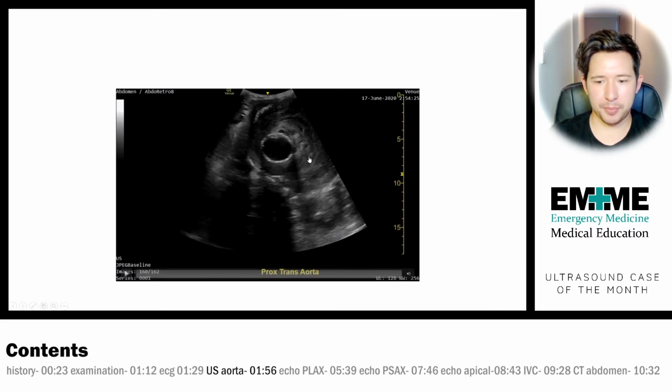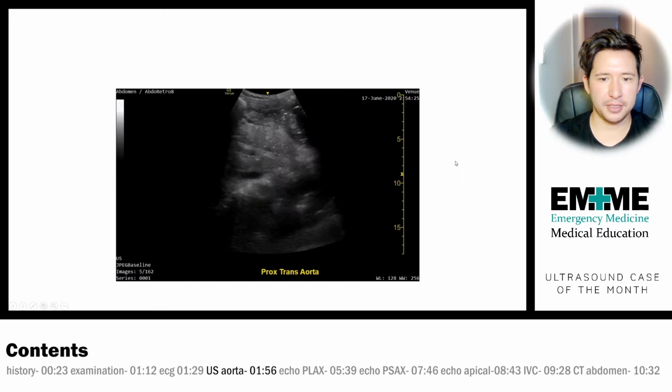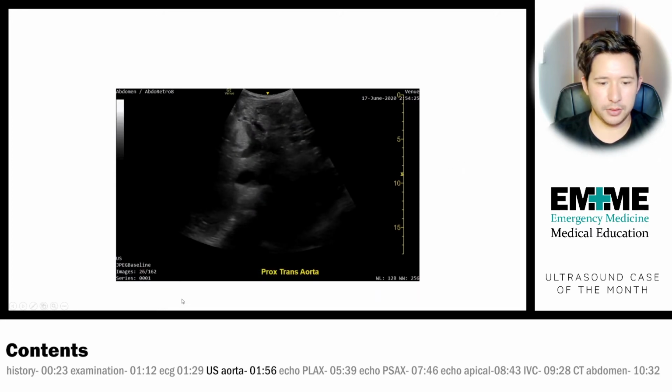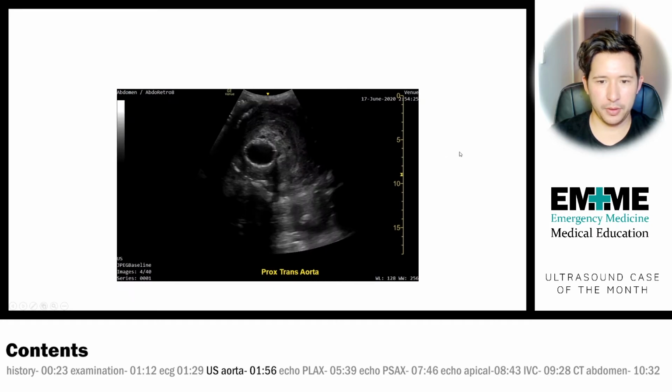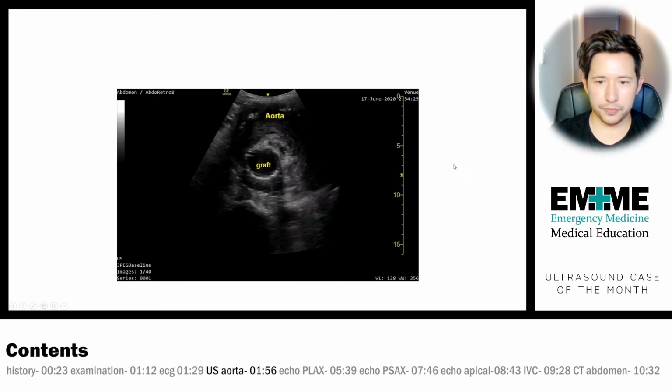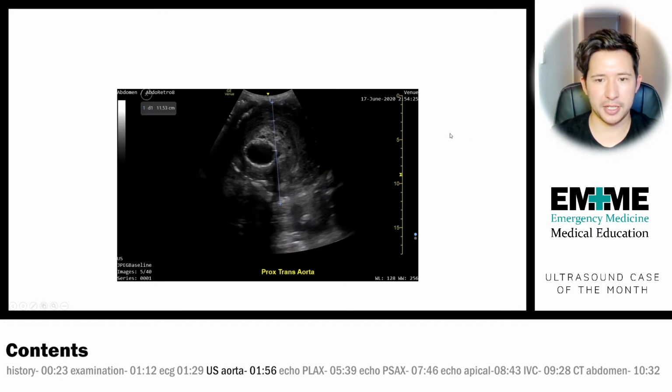And you can see a little bit of pulsation within that graft there. So this is just a still showing that same picture. And I've labelled here just to emphasise the point that this middle circle is actually the graft, and this larger circle on the outside is the aorta. And if I measure it here for you, you can see that it's about 11 or 12 centimetres, and this is proximally, so that's really big. Aneurysmal is anything bigger than 3 centimetres.